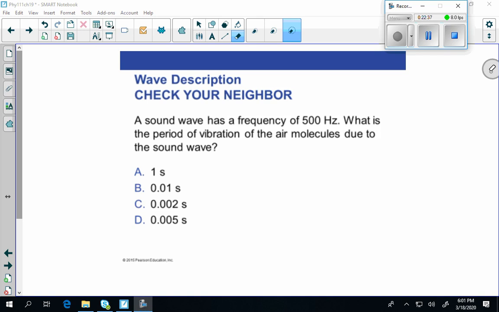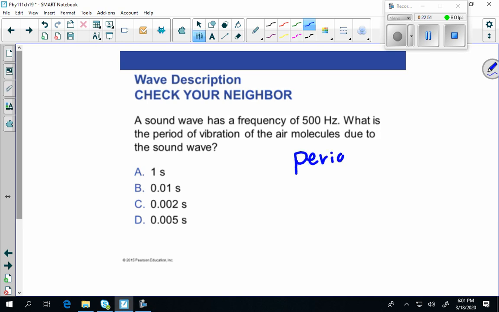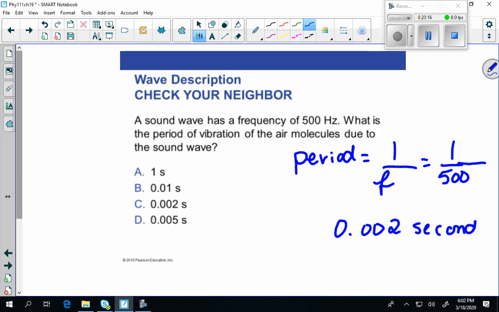So what I want to know from this frequency of 500 hertz is, what is the period of the sound wave? So period is 1 over frequency. It's related. So if we know one, we can figure out the other. So 1 over 500 cycles per second. So that's going to give me a period of 0.002. You can do this on your calculator, yeah? 0.002 seconds. So that's how long it takes to complete one cycle. Time to complete one cycle.